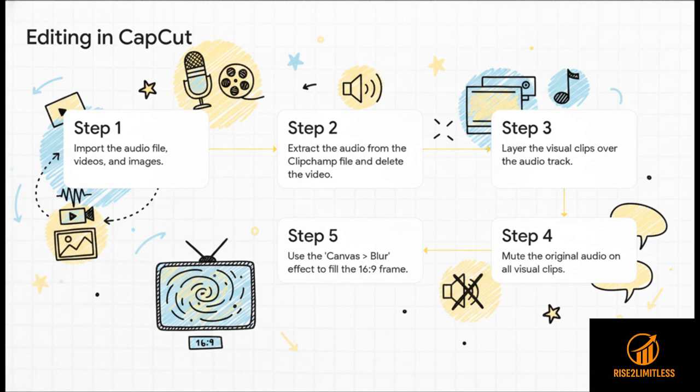The final assembly line is in CapCut, which is a super popular free editor. You bring everything in, drop in that file from Clipchamp, and immediately hit Extract Audio. That separates the voiceover, and you can just delete the black video track. Then, it's just a matter of layering your images and video clips on top of the audio. Now, the most crucial step. Make sure you mute the original audio on all those visual clips so only the AI voice is talking. Oh, and a neat little trick for using those vertical TikTok videos, just apply a canvas blur effect to fill in the empty space on the sides of the YouTube frame.